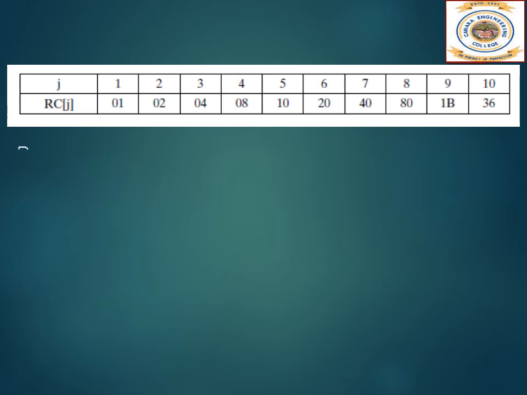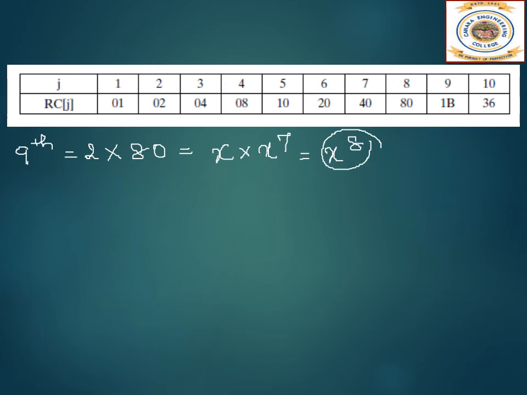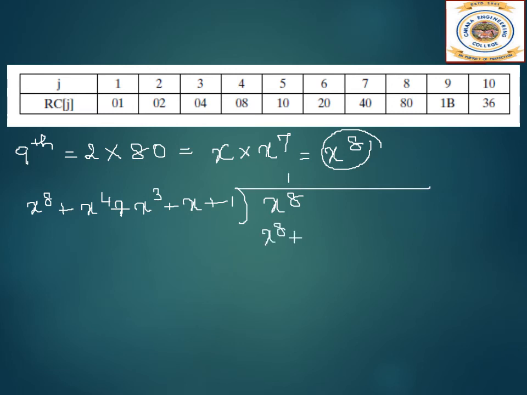So, for the 9th round, now 2 into the previous, that is the 8th round, it is 80. 80 we know, 2 is x, 80 was x to the power 7. So we get x to the power 8 again. See, now this is going out of the field. So what do we have to do? We have to use the irreducible polynomial. So what is the irreducible polynomial? x to the power 8 plus x to the power 4 plus x cube plus x plus 1. So here it is x to the power 8, so I get x to the power 8 plus x to the power 4 plus x cube plus x plus 1. So what are the remainders? x to the power 4 plus x cube plus x plus 1.